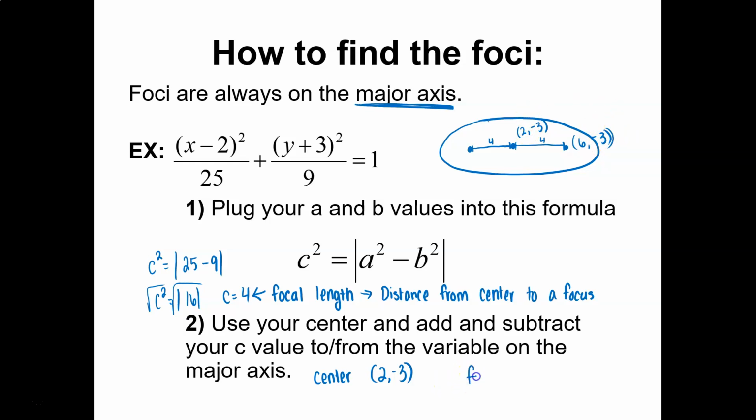So my foci here, one of them would be at 6, -3. Okay? What about the one that's over here on the left? Subtract 4, again from the x-coordinate. So 2 minus 4 would give us negative 2, negative 3.